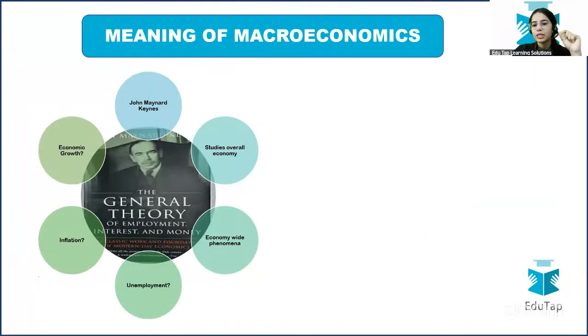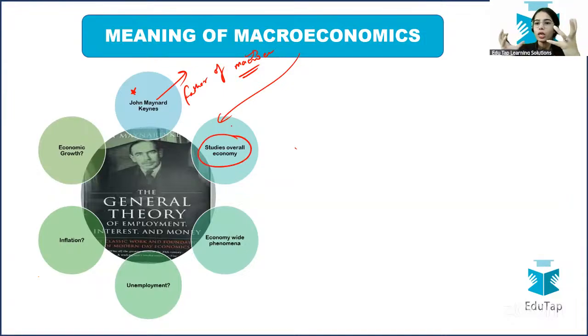Now, macroeconomics, the main ideology was provided by John Maynard Keynes. So John Maynard Keynes is also known as the father of macroeconomics. He was the prominent economist who gave the ideology behind macroeconomics. Basically, macroeconomics is studying the larger segment; it studies the overall economy, the overall situation of the country.